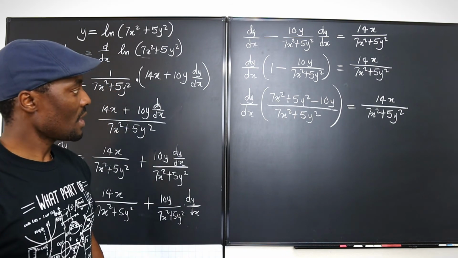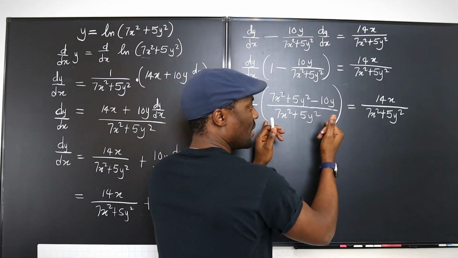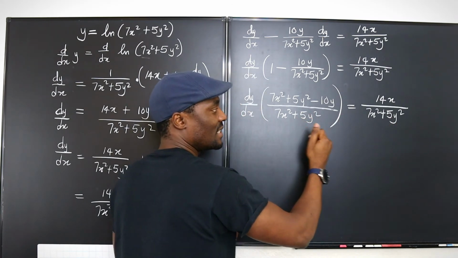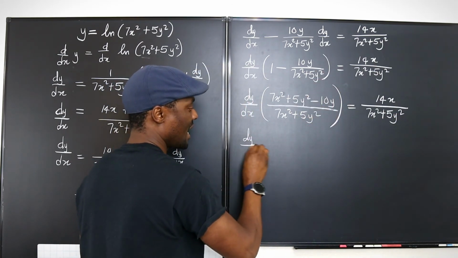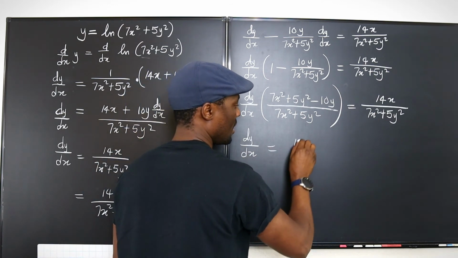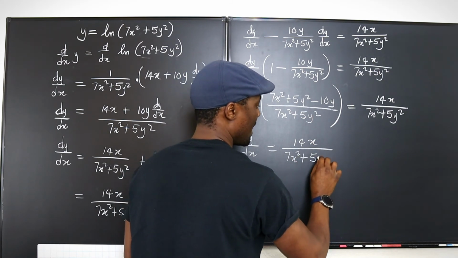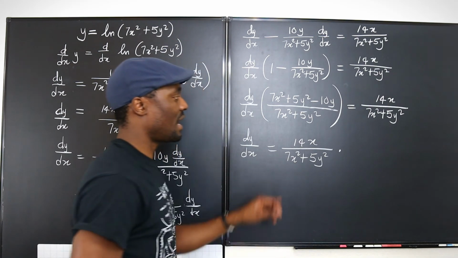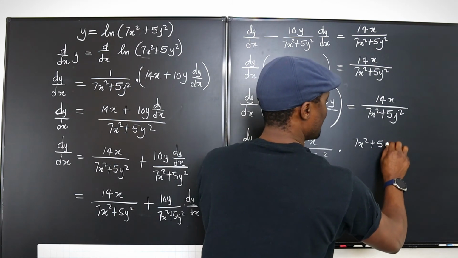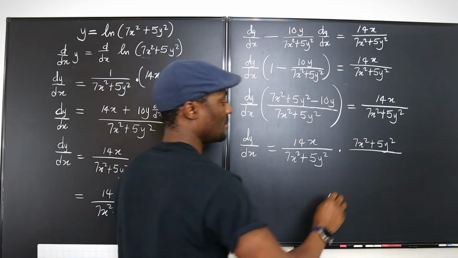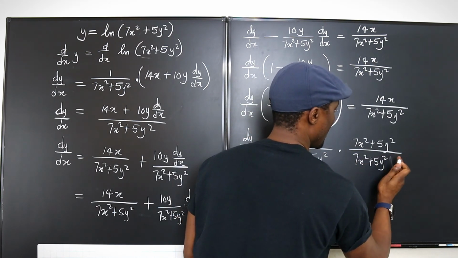So now we can divide both sides by this, and remember, if you're dividing this side by this expression, it's the same thing as multiplying it by the reciprocal of this. So we're going to write this as dy dx will be equal to 14x over 7x squared plus 5y squared multiplied by the reciprocal of this. When it gets to the other side, it becomes 7x squared plus 5y squared over this expression, that's 7x squared plus 5y squared minus 10y. Hey, it's minus.